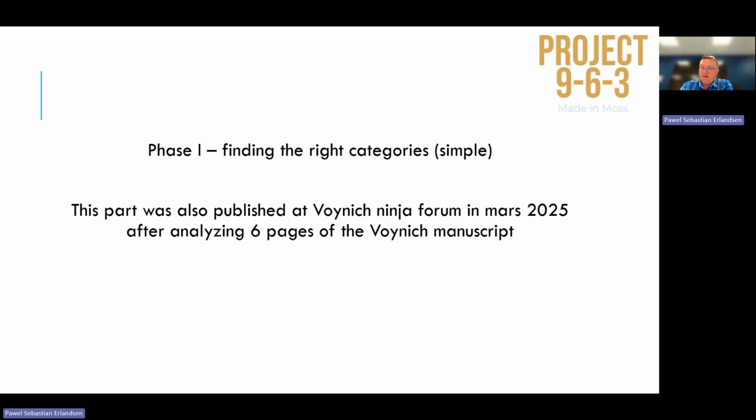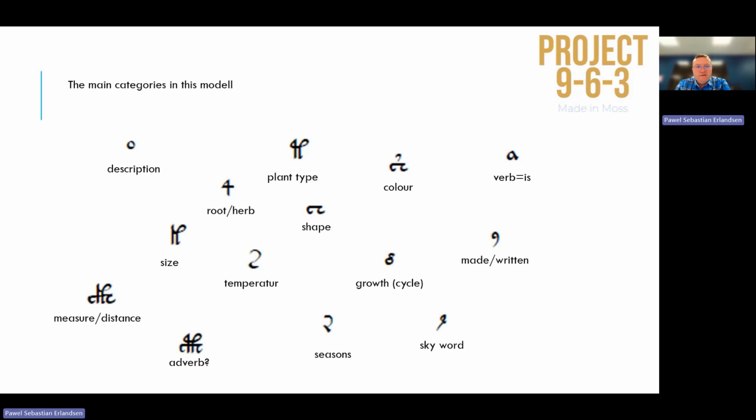Doing that for around 6 first pages, it was possible to identify differences between the first-glyph words. The differences were found to be the basic meaning: O is description. This 4-letter thing is a root verb. Then we have this that could be a plant type. Then we have this color. A is something I call verb and often used as is. Then we have this glyph here that is size. Then we go to temperature.